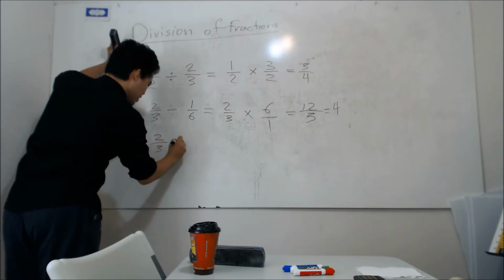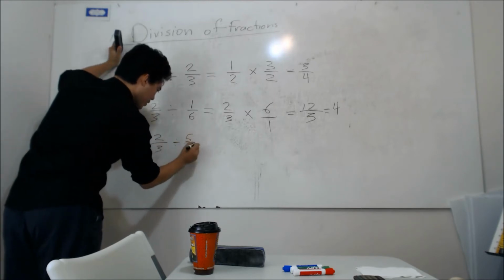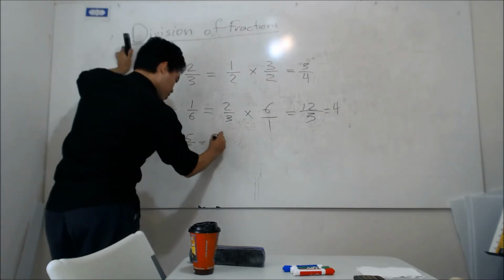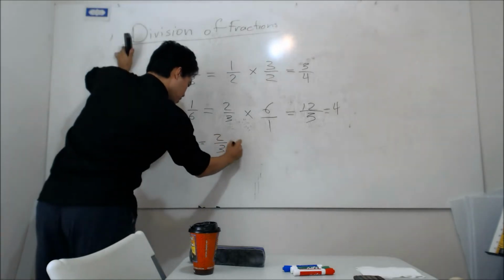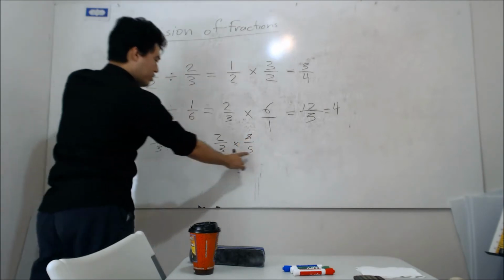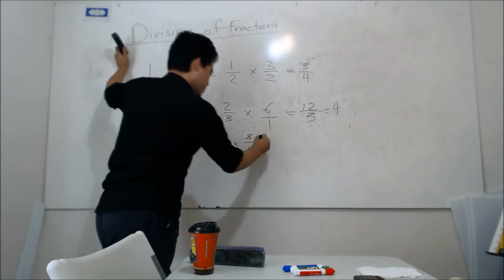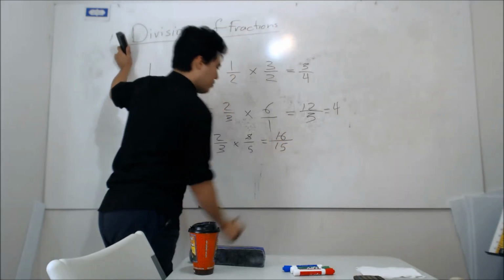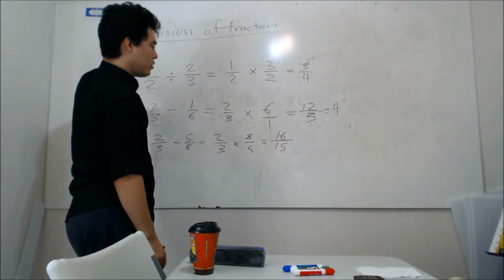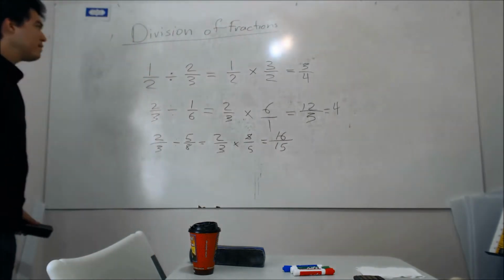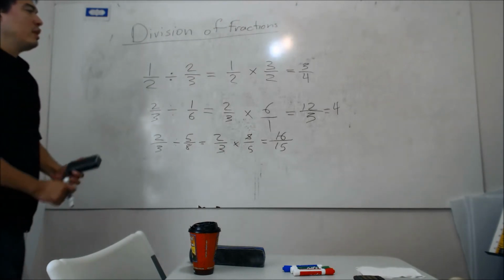Let's do another example. 2/3 divided by 5/8 equals 2/3 times the reciprocal of the second fraction, 8/5. 2 times 8 is 16. 3 times 5 is 15. Right? Perfect. There we are. Division of fractions. And it's just as simple.